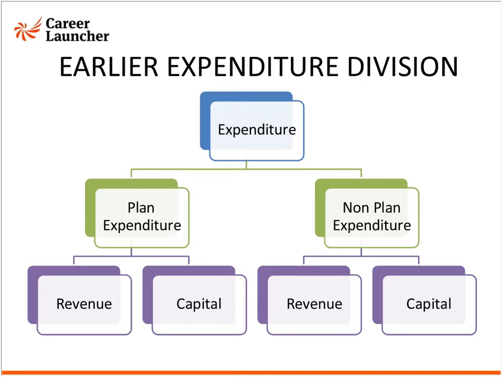And now coming to the next part. Earlier, before this budget, your expenditure was divided between planned expenditure and non-planned expenditure. And further, planned expenditure was divided between revenue expenditure and capital expenditure, and non-planned further divided between revenue and capital. The basic difference between a planned and non-planned expenditure was that your planned expenditure included all the expenditure that was planned by the planning commission and was a part of your budget.